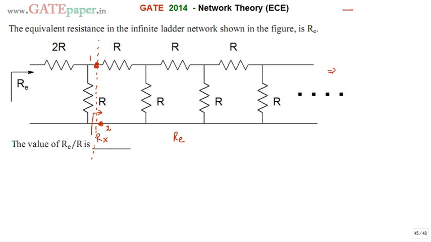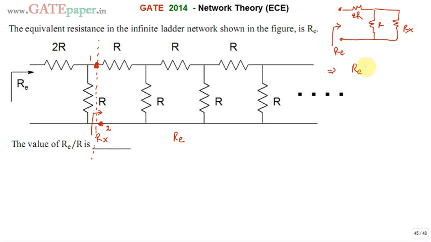like this. This is 2R and R is also present, and after that the equivalent resistance is nothing but Rx. So now the circuit can be written in this way. This is RE and it is 2R, this is R and it is Rx. Now the circuit is replaced in this way.